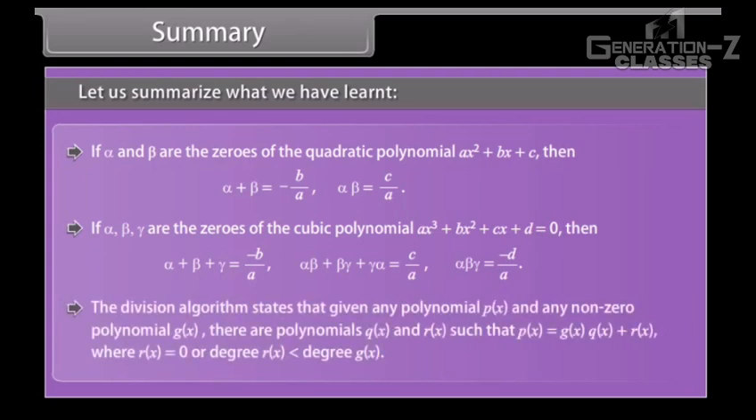The division algorithm states that given any polynomial p(x) and any non-zero polynomial g(x), there are polynomials q(x) and r(x) such that p(x) is equal to g(x) q(x) plus r(x), where r(x) is equal to 0 or degree of r(x) is smaller than degree of g(x).